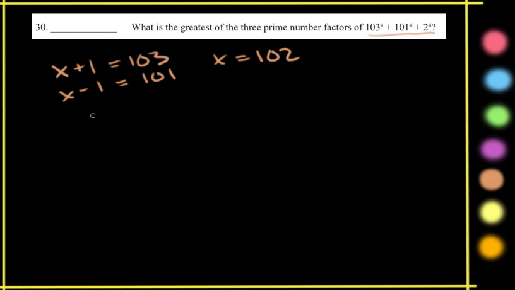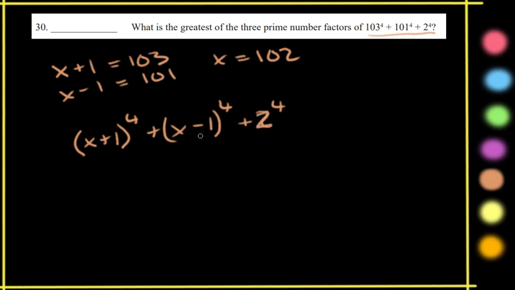If I make that substitution, I have x plus 1 to the fourth plus x minus 1 to the fourth. And then I have my still plus 2 to the fourth over here. So the nice thing about this is some of these terms will cancel.